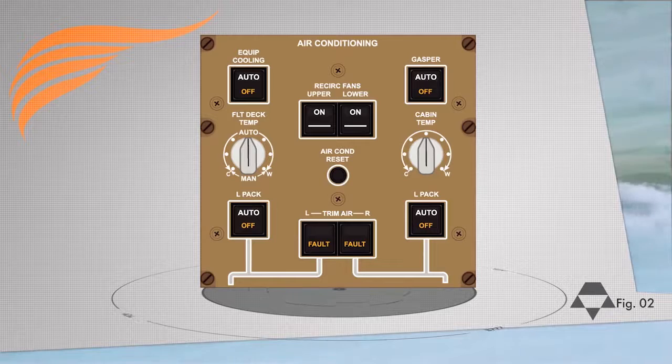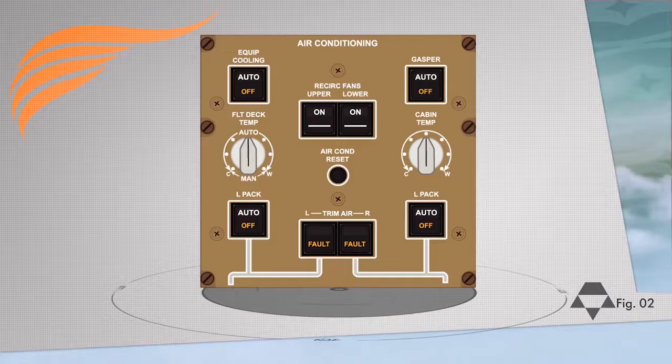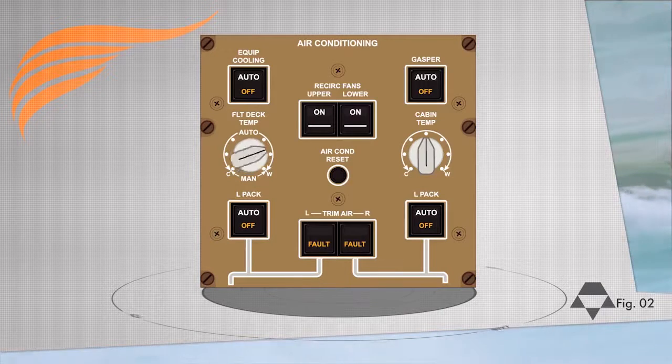Referring back to the temperature selectors, the first is the flight deck temp selector, and it has the following positions. Auto provides automatic temperature control for the flight deck, maintaining an average temperature of 24 degrees Celsius. Manual provides manual control of the trim air modulating valve.